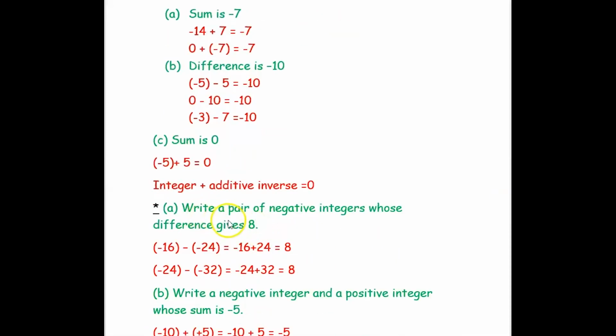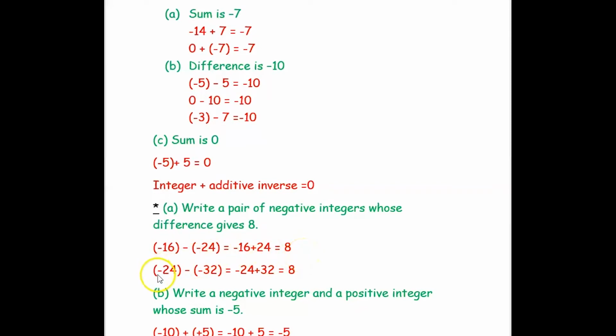Next question is, write a pair of negative integers whose difference gives 8. So you want to write two negative integers such that if you subtract those two integers, our answer should be positive 8. So I have taken negative 16, and I am subtracting negative 24. So here it is negative 16, and this minus and negative will become positive. So negative 16 plus 24 will be positive 8.